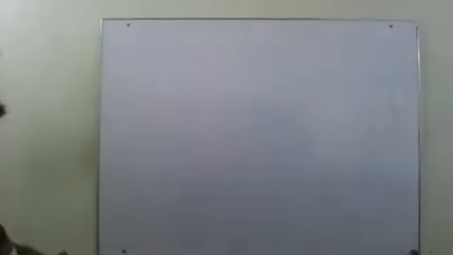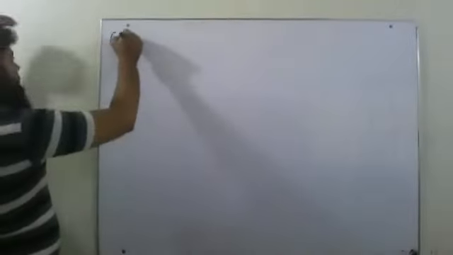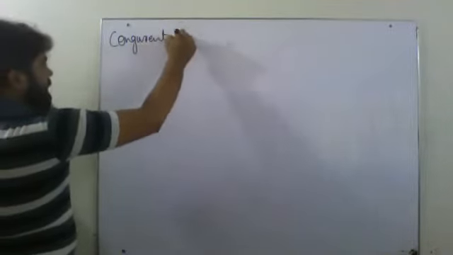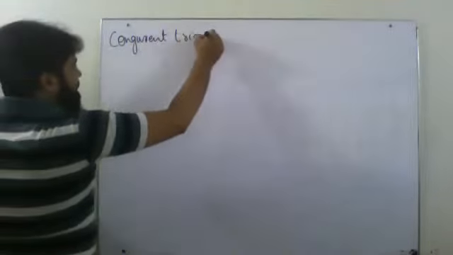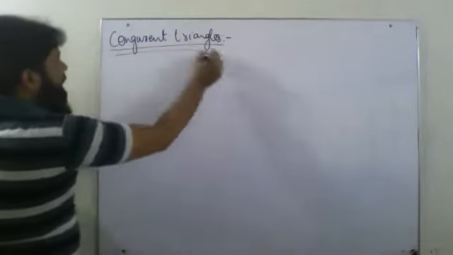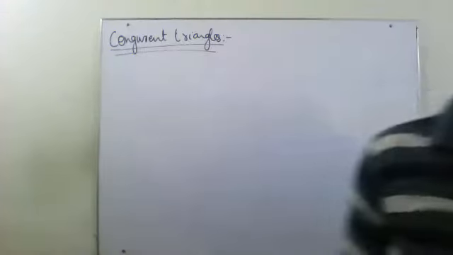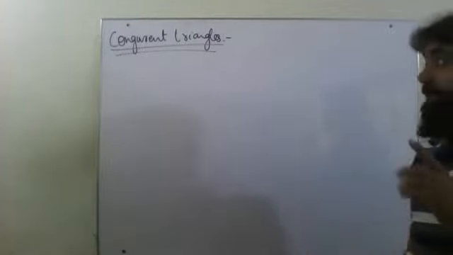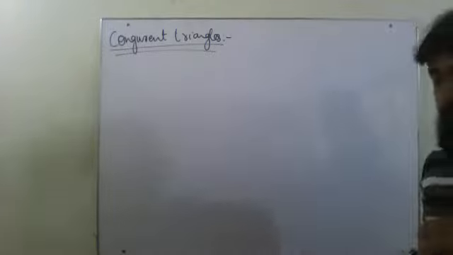Okay, so the next thing we are going to start with is congruent triangles. It is the same as congruent figures, but over here we are getting specific about what type of shape we are going to use. That is the thing which is limited over here.